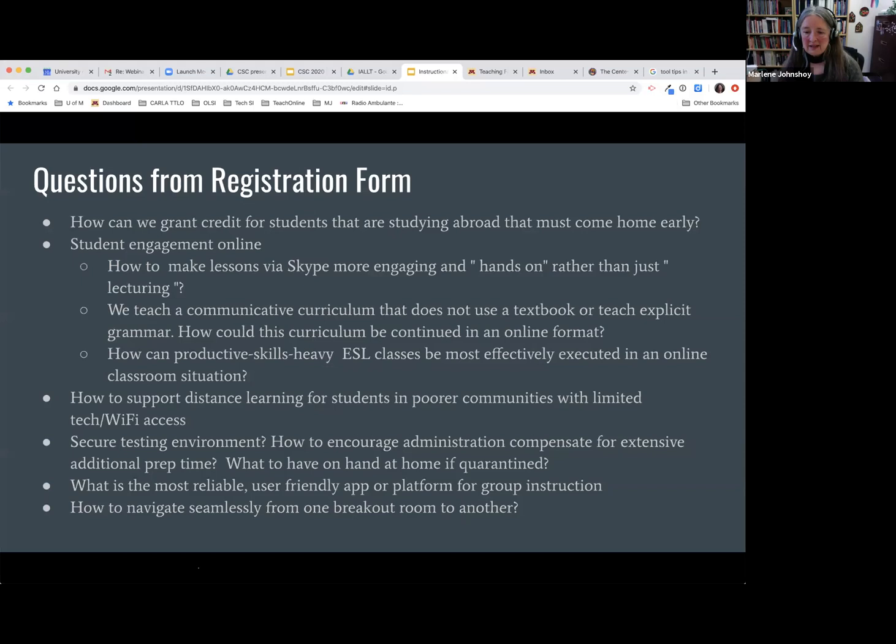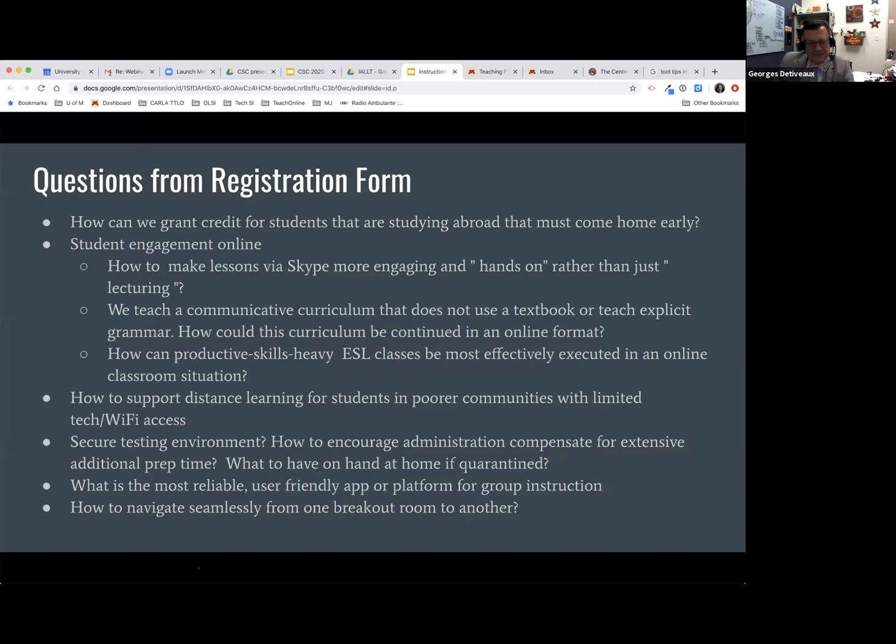That's right. I'm going to say the next one. What's the most reliable user-friendly app or platform for group instruction? The one that you're familiar with. Yeah. The one that you can get support from your university support team. Yep. That's right. If you use email a lot, you may end up turning this into an email course. You never know, right? We're going to see a million different permutations of instruction after this.